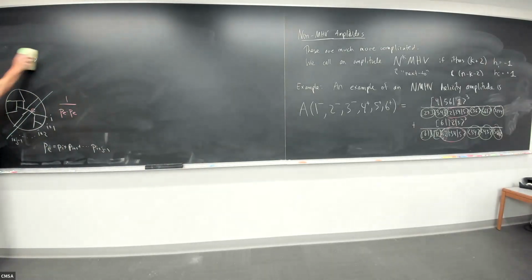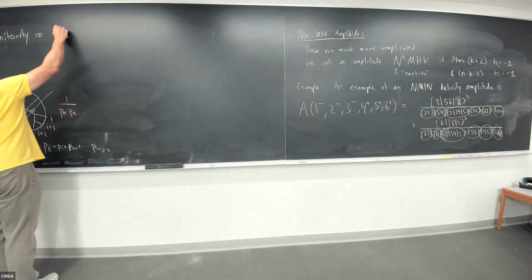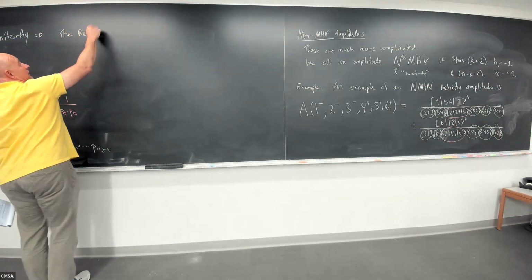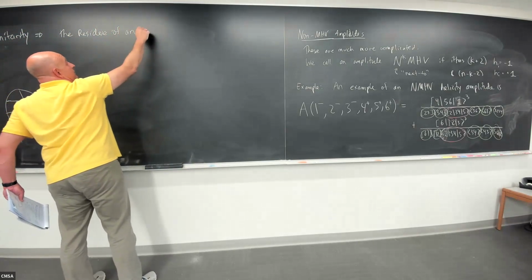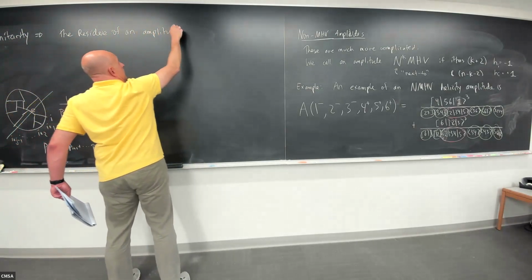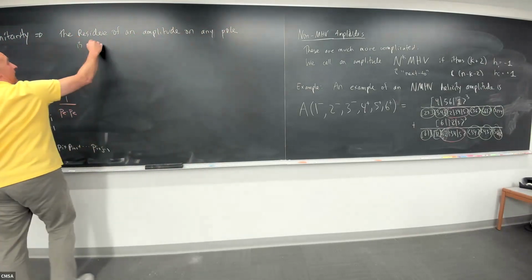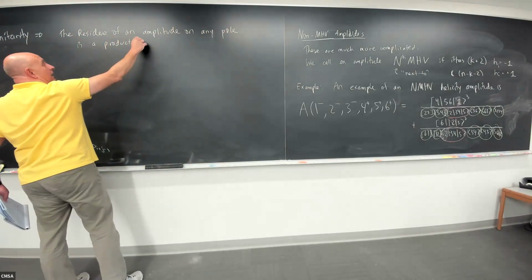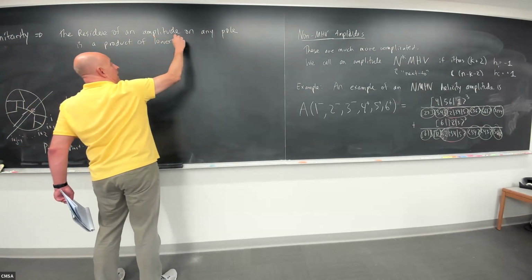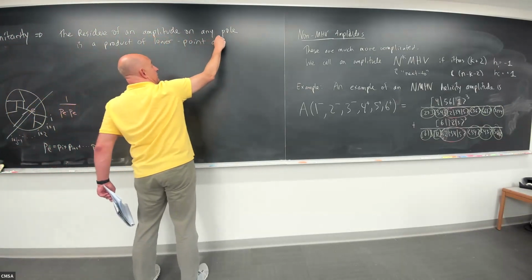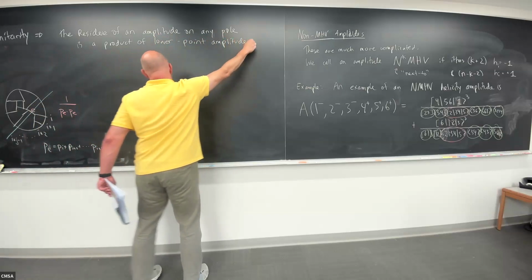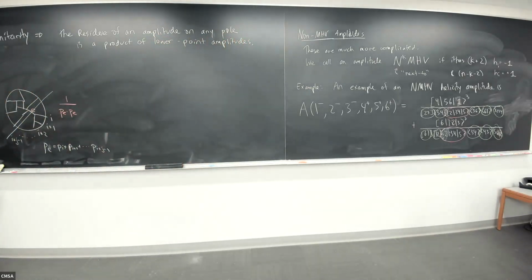This also allows me to segue nicely into the other physics word that you've heard a lot about. Unitarity is the statement that the residue of an amplitude on any pole is a product of lower point amplitudes. So fortunately, I still have this picture here.